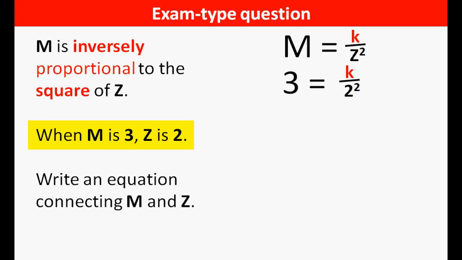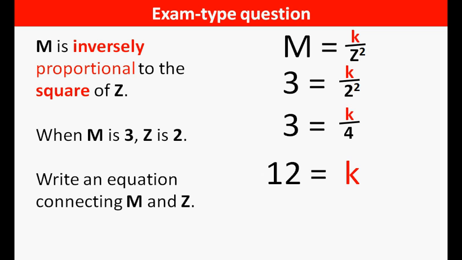So the general form of the relationship between m and z was that m equals something divided by z squared, because it was inversely proportional to the square of z. And we've just worked out that that something is 12. So the relationship is that m equals 12 divided by z squared. That's the equation connecting m and z.